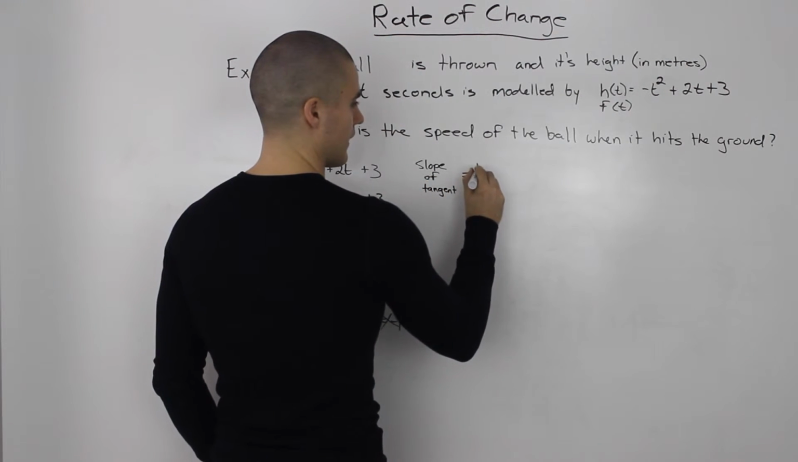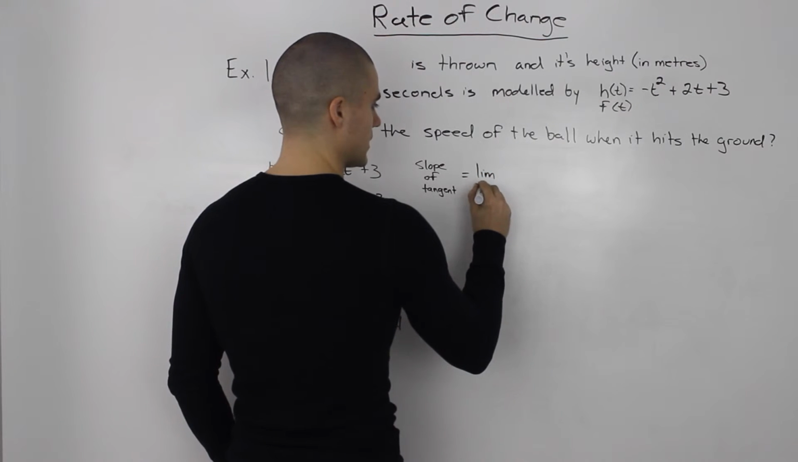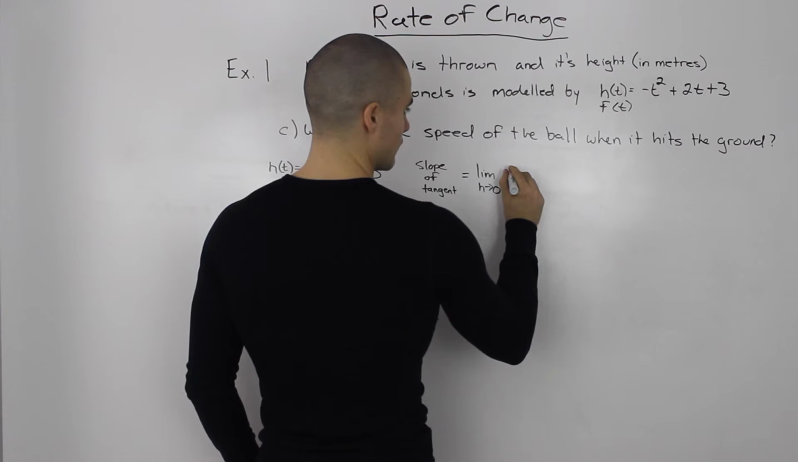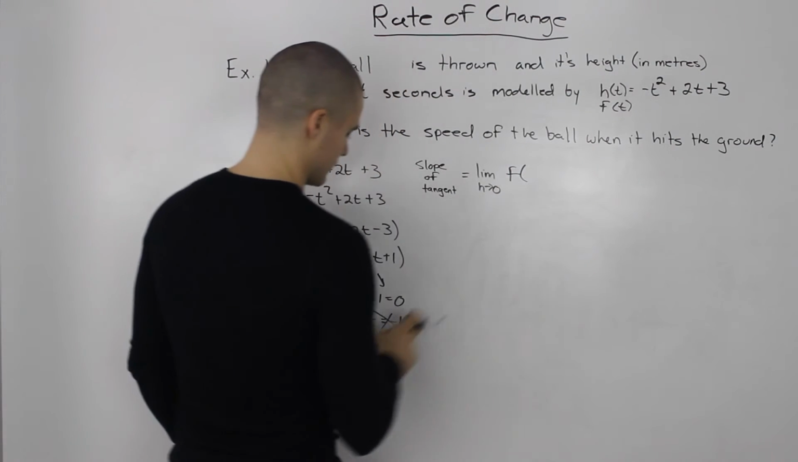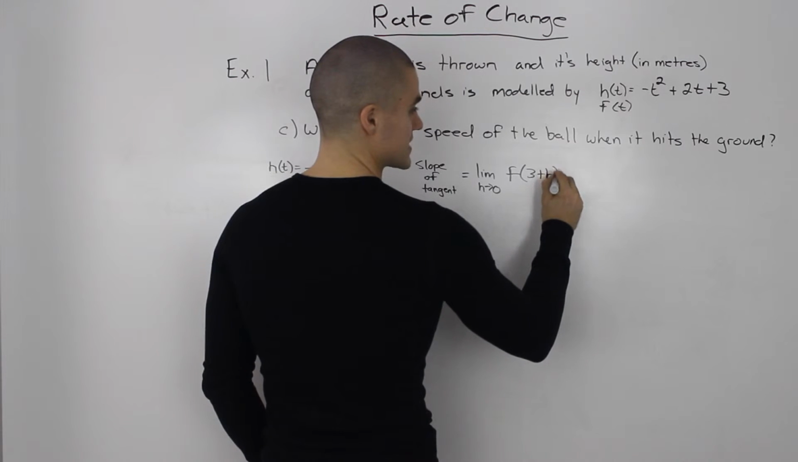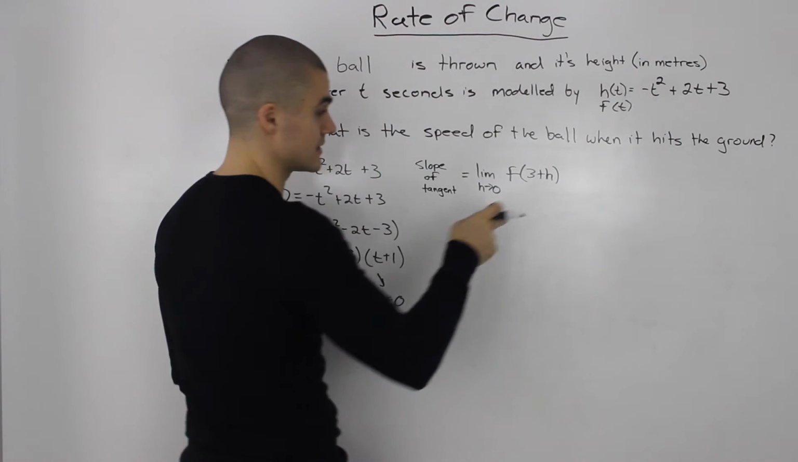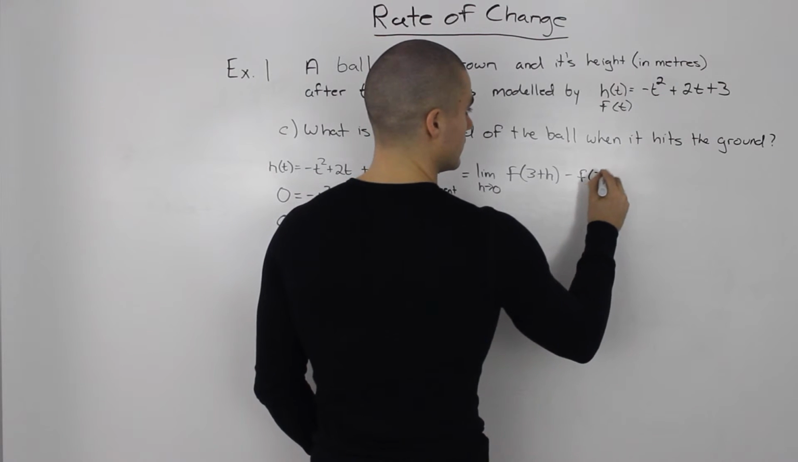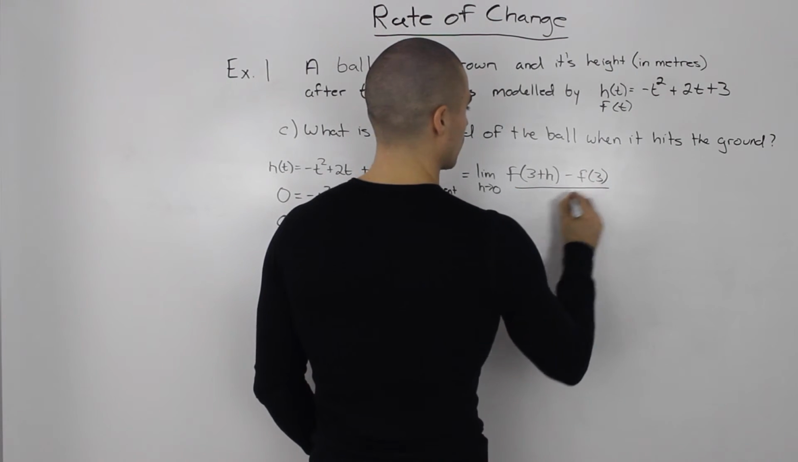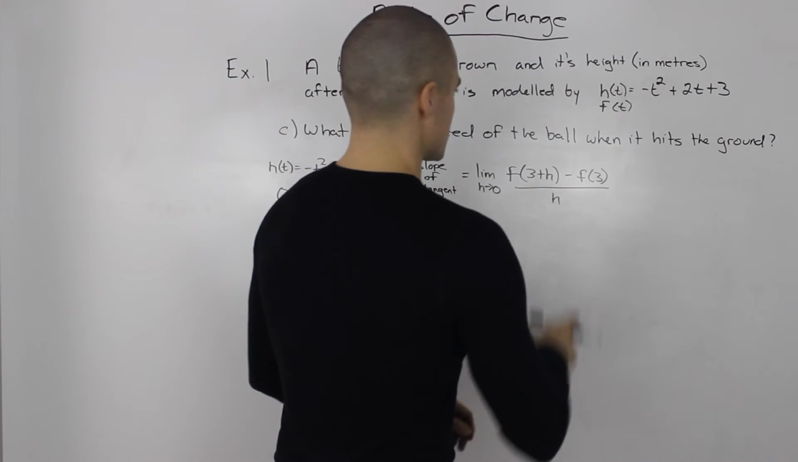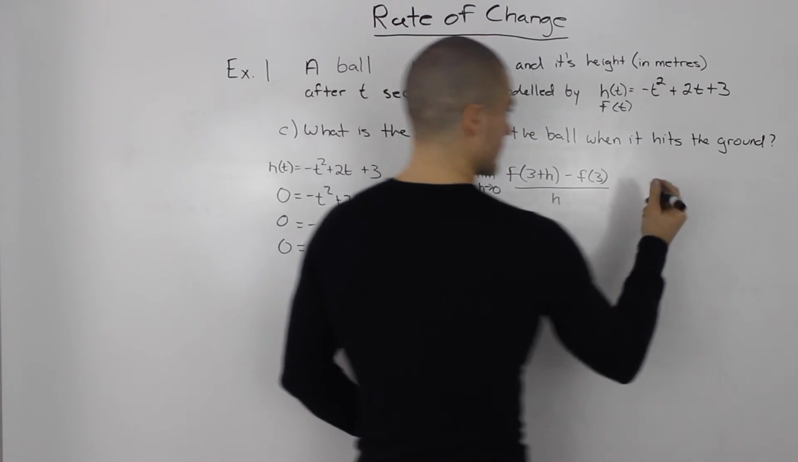Okay, and that's just the difference quotient. So the limit as h goes to 0 of f of 3 plus h, because we know it's going to hit the ground at 3 seconds, so we're finding the speed at time 3, minus f of 3, all over h. So let's do these on the side here.